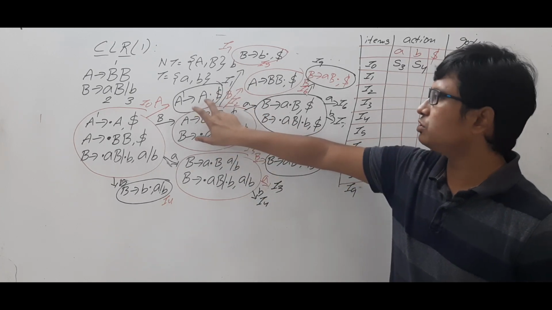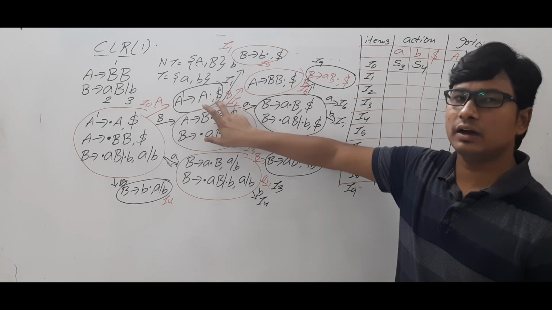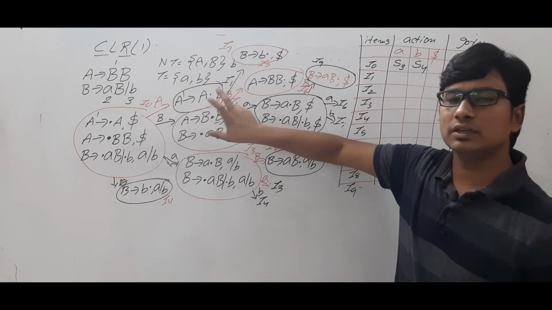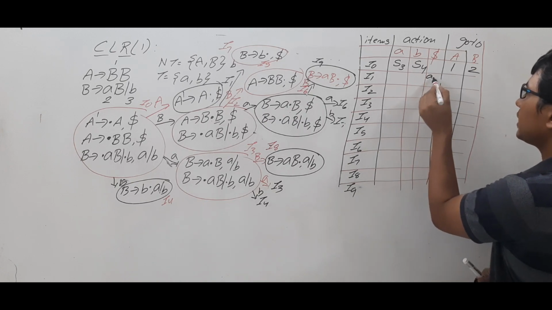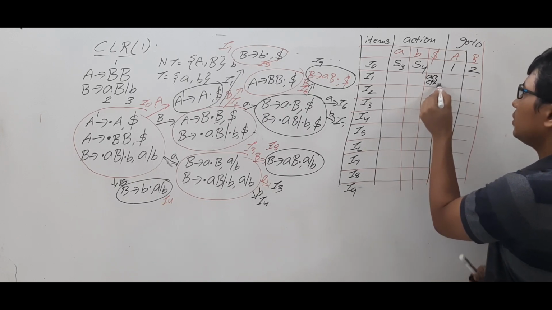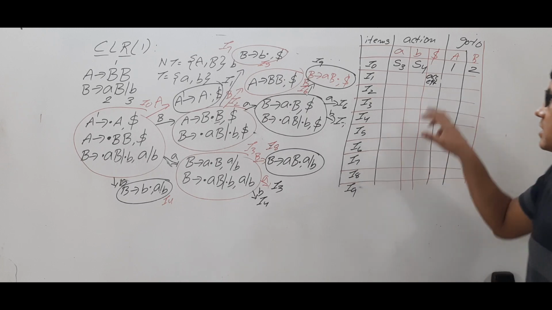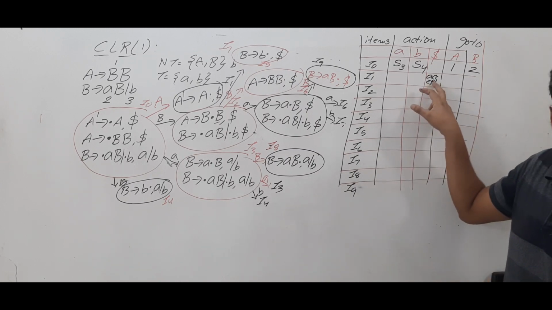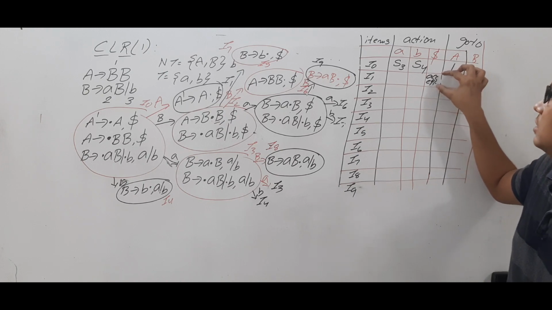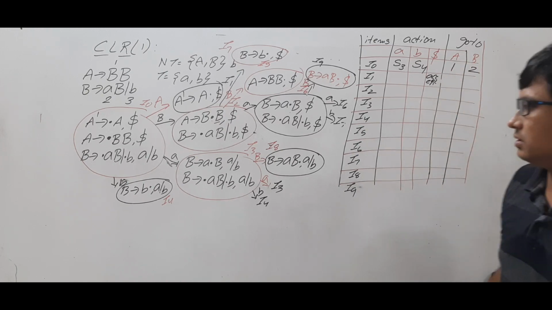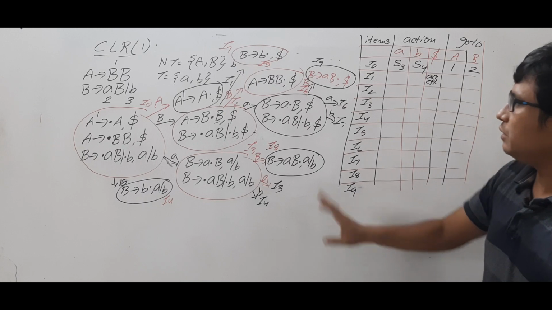Come to I1. As it is a reduced move, where should I write the accept? I should write it under the dollar, because the look ahead is represented as dollar. So I will write here accept. If it is not visible, please consider this one as accept, because there is less space and I'm writing with small letters. Now I1 is done.